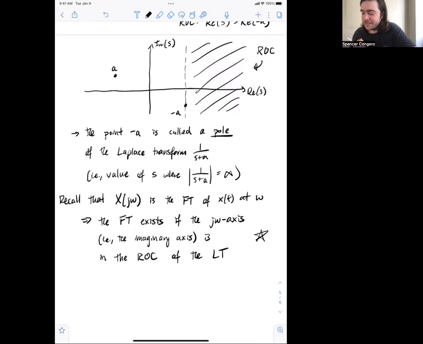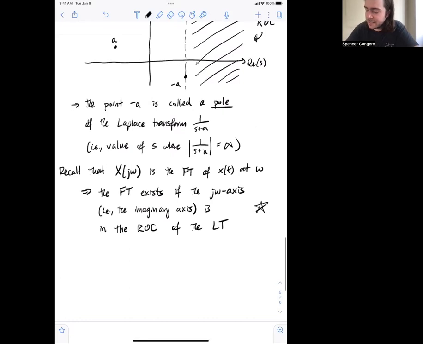Because if it is in the region of convergence, then the Laplace transform converges there. But we said the Laplace transform at any point on that j omega axis is the Fourier transform at that value of omega. So if this axis is in the ROC for the Laplace transform, then the Fourier transform also converges and exists. Okay, so now let's apply this to the example we saw before.